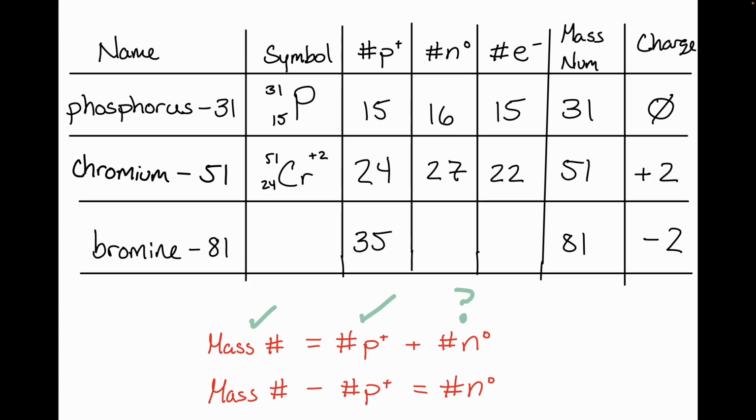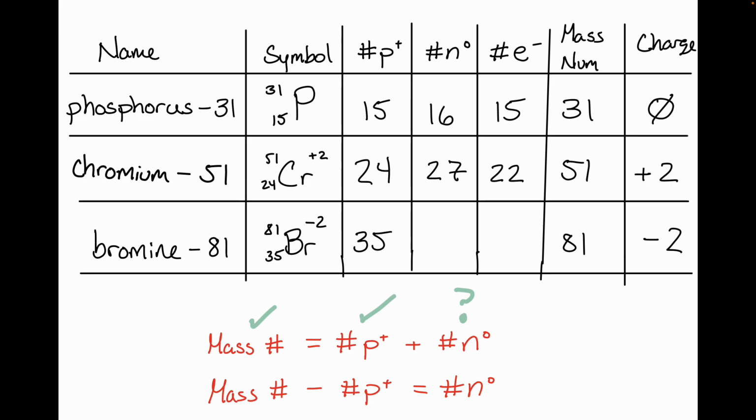We can do our symbol for bromine as Br. I've got my mass number at the top and the atomic number at the bottom. And what else did we just learn I'm going to have to include in this symbol? The charge. So I'm also going to put that -2, or 2- if you prefer, in that top corner. Okay, so now I'm missing the number of neutrons and the number of electrons.